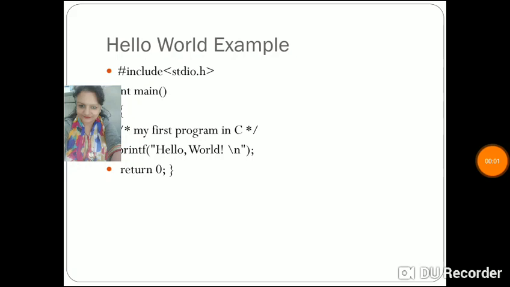Hello everyone. In my previous video, I did part 1 of the C language. This is a continuation of the same video.